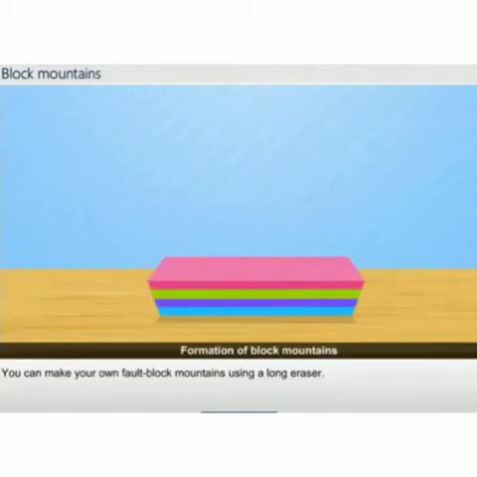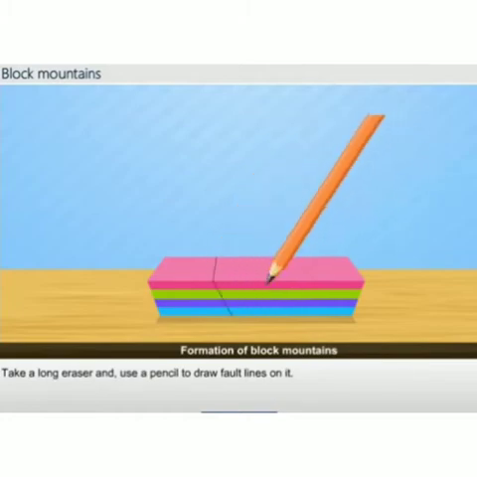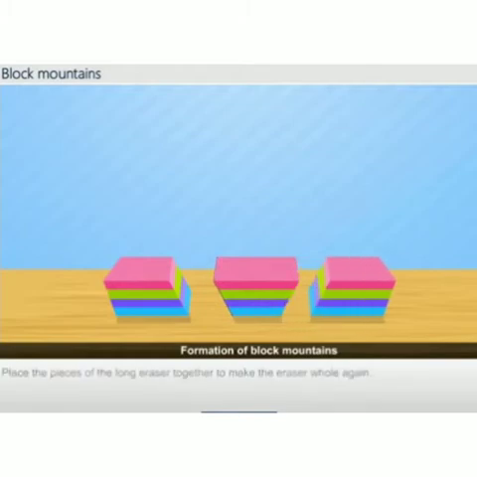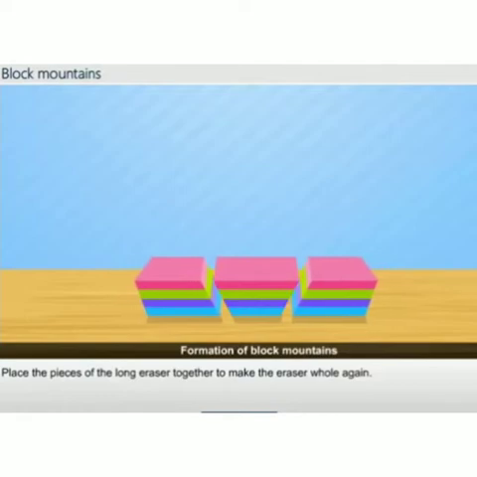You can make your own fault block mountains using a long eraser. Take a long eraser and use a pencil to draw fault lines on it. Use a cutter or blade to cut the eraser across the lines drawn earlier. Place the pieces of the long eraser together to make the eraser whole again.